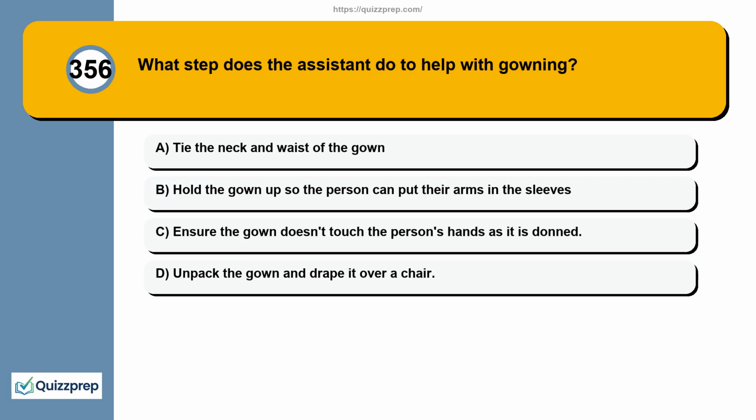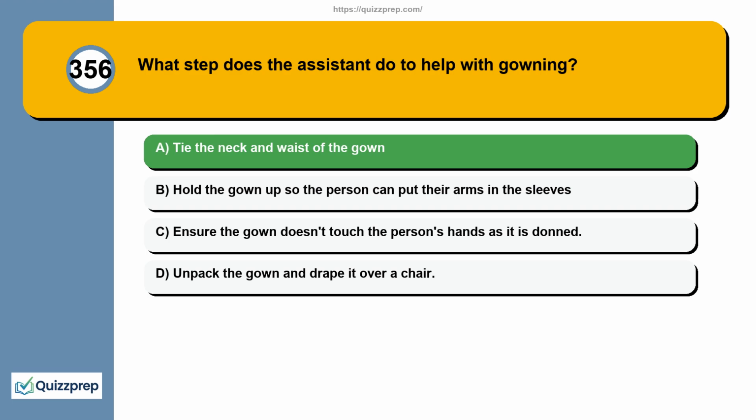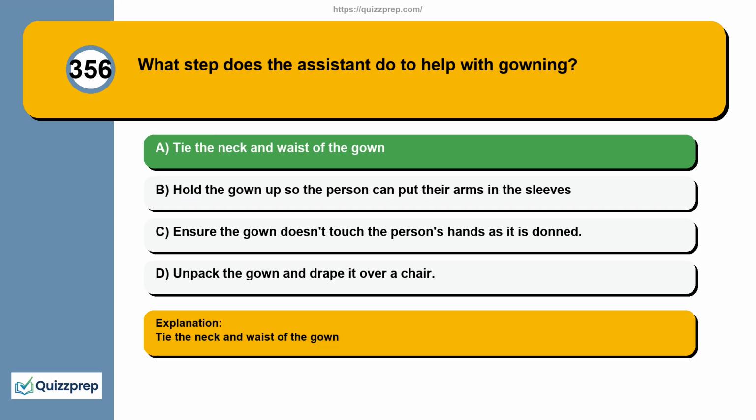Question 356. What step does the assistant do to help with gowning? Option A. Tie the neck and waist of the gown. Option B. Hold the gown up so the person can put their arms in the sleeves. Option C. Ensure the gown doesn't touch the person's hands as it is donned. Option D. Unpack the gown and drape it over a chair. The correct answer is option A. Tie the neck and waist of the gown.